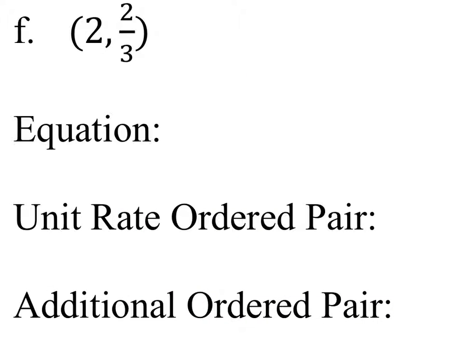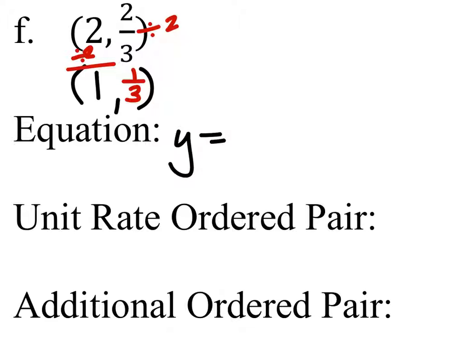So on this one we got 2 and 2/3. If we wanted it to be 1 for that unit rate ordered pair, what would the corresponding y value be? Well, the 2 we would have to divide by 2 to get 1. So we'd take 2/3 divided by 2, and that would give us 1/3. So the equation is y equals 1/3 times the x. Very good. And then what are some additional ordered pairs that we could use?